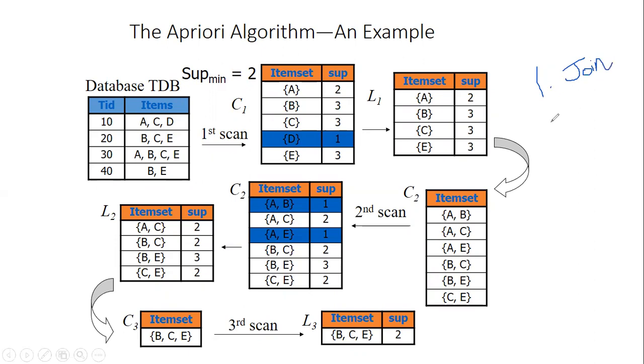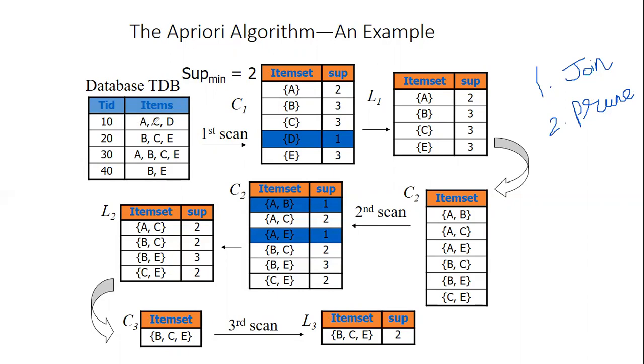Second step is prune. When we use this step, it is basically used when we go for a 3 item set. The pruning will be done when a subset of an item set is infrequent. This is basically for infrequent item sets.